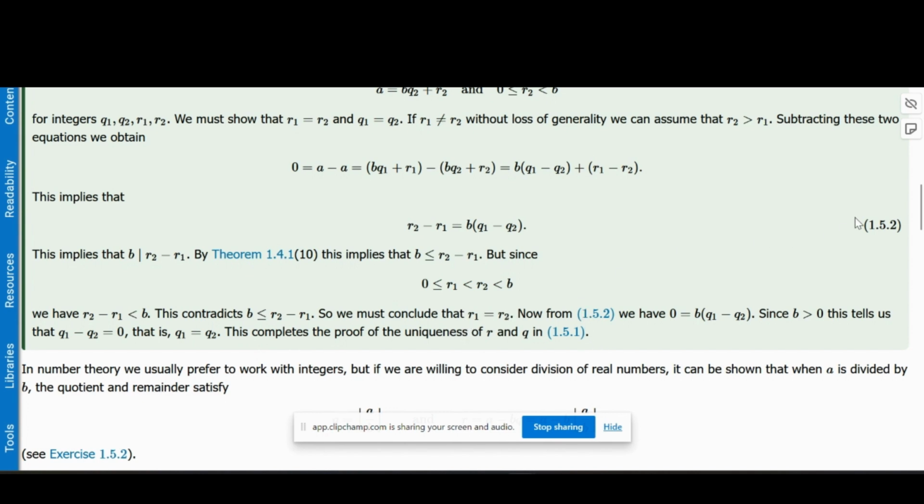Now from equation 1.5.2, we have 0 equals B(Q1 minus Q2), because we have concluded that R1 is equal to R2. Since B is greater than 0, this tells us that Q1 minus Q2 is equal to 0. Because this expression evaluates to 0 and B, the divisor, is greater than 0, the coefficient Q1 minus Q2 has to be 0. That is, Q1 is equal to Q2. We know this, so this is simple maths. This completes the proof of the uniqueness of R and Q in 1.5.1.